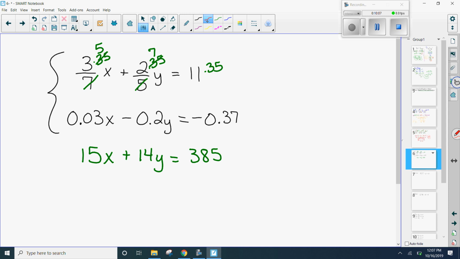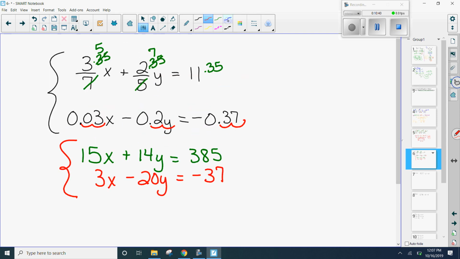What do you do to the bottom equation? Move a decimal point over or multiply by 100. One more. Move it over 2 places to give you 3x. Move it over 2 places to give you 20y. I get my sign correct. And move it over 2 places to give you negative 37. Now what can you do with that? Yep, you would do elimination substitution from there.